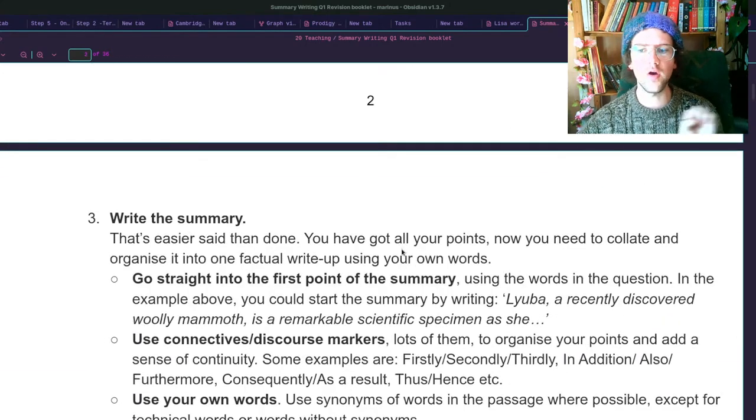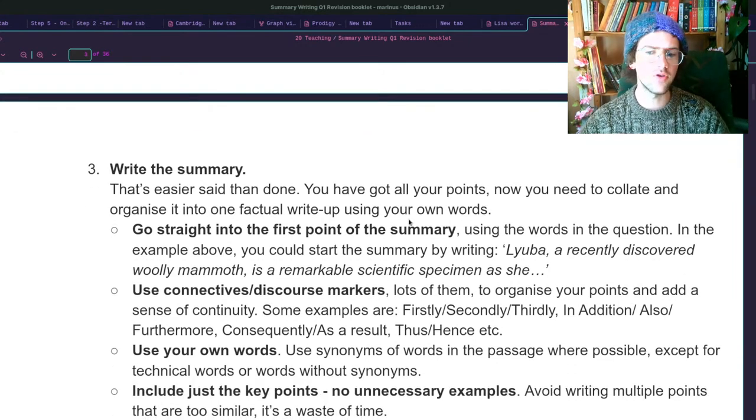From there, you're going to write your summary. You don't need to write a long intro. You just get straight into your first point of the summary. You make sure you use your connectives like firstly, secondly, thirdly, in addition, also, furthermore, consequently, as a result, thus, or hence. All of those add continuity to your piece so that it doesn't feel like you've just got a point form list. Does that make sense? Yeah.